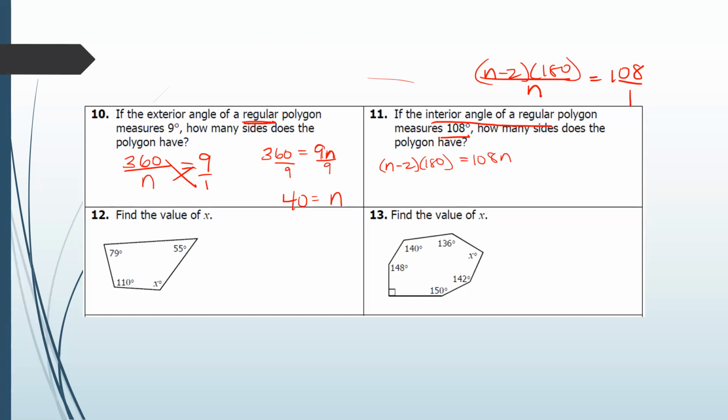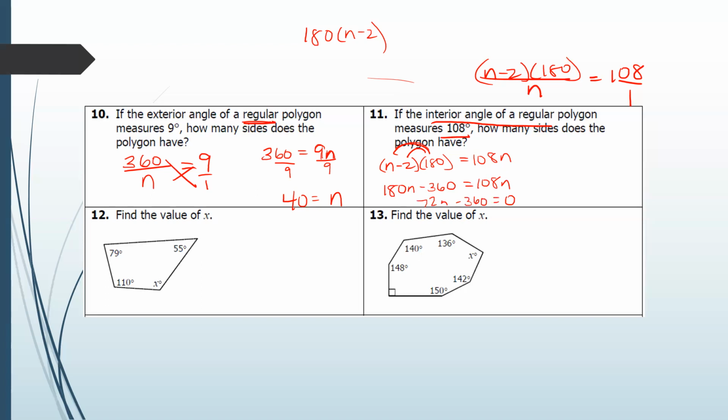There's not a little slick shortcut. You're going to have to distribute. You can rewrite this as 180 times n minus 2 if that makes you feel better. If you're okay with distributing from the right side, that's okay too. I'm going to subtract 108n from both sides. It's going to feel a little uncomfortable for a moment because I'm going to get 72n minus 360 equals 0.